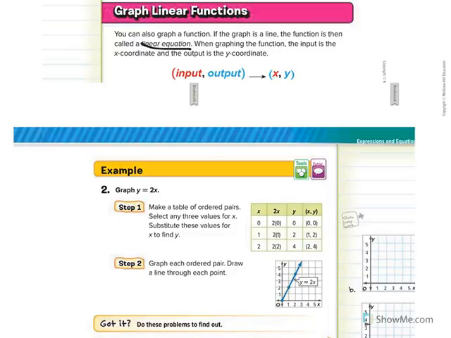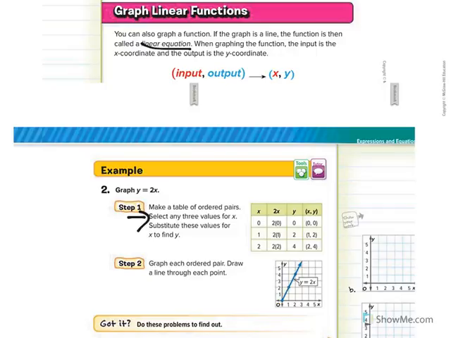So go to the top of the next page and take a look at example 2, where it asks you to graph y equals 2x. Then it asks you to make a table of ordered pairs. You can select any 3 values of x, okay? A lot of times they'll start by just selecting 0, 1, and 2.